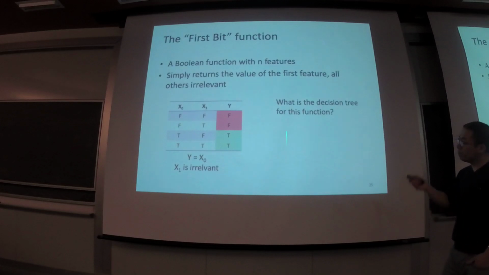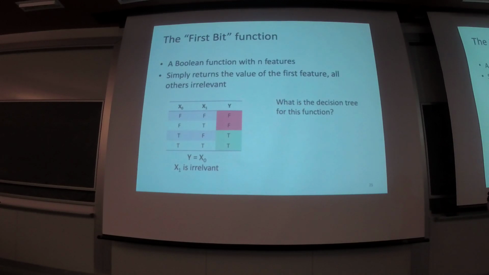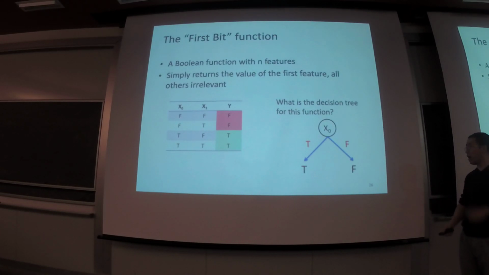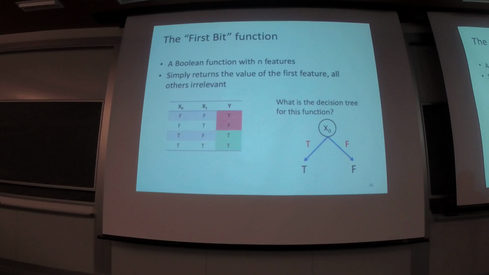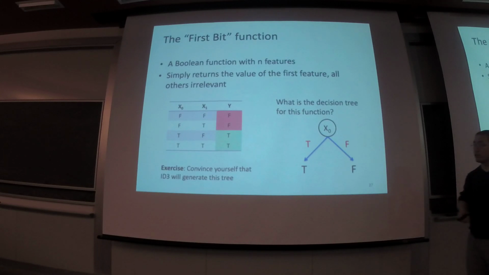Now if you use the ID3 algorithm to create a decision tree, you will end up with this decision tree. It has just one internal node, which is x0, with true or false branches. You can run this algorithm in your brain to confirm the correctness of this tree. So this is a simple case of the two-feature first-bit function.